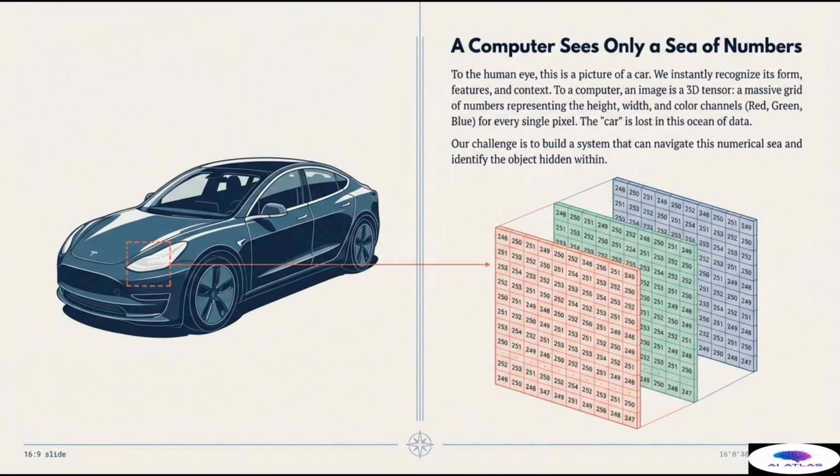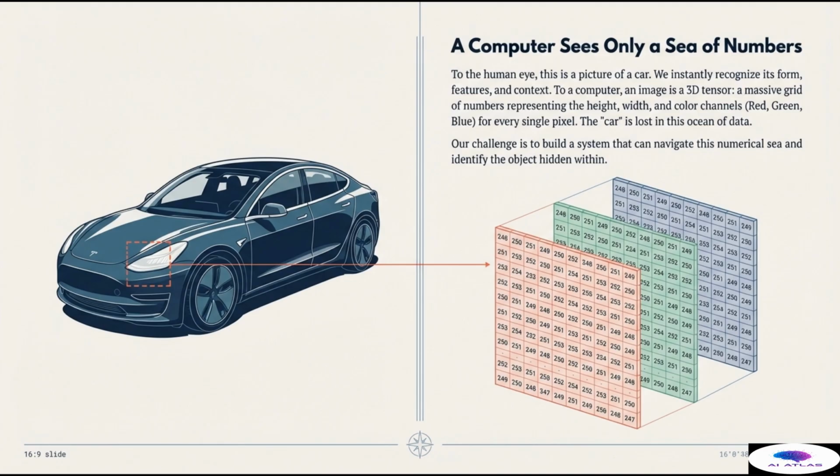Our central challenge is therefore existential. How do we build a system that can navigate this deep numerical sea and identify the distinct object, the pattern, hidden within these overwhelming data points? We need to go beyond simply cataloging numbers. We need a method to extract meaning and structure from sheer numerical volume.